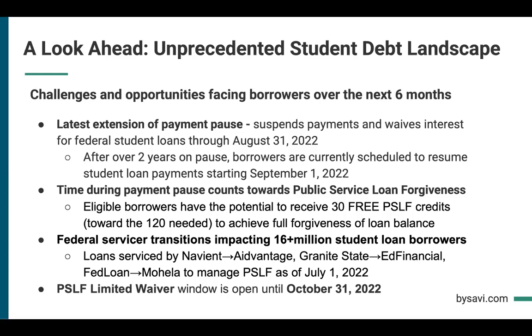And it's going to continue through the end of this year, maybe even into next, because the Department of Education can only transition a certain amount of loans and a certain amount of borrowers each month. So if you had Navient federal loans, you are going to be transitioned to Advantage. If you had Granite State, you're going to Ed Financial. And if you had FedLoan, you are going to MOHELA.